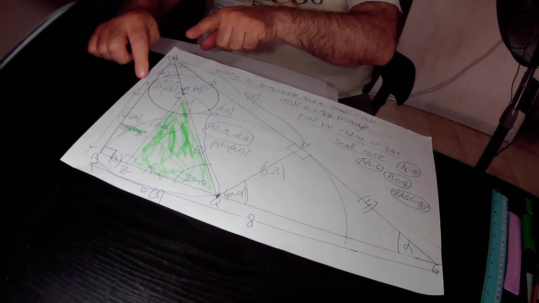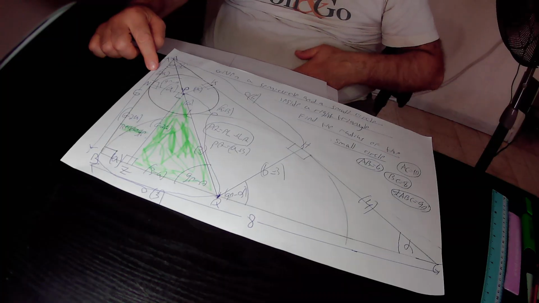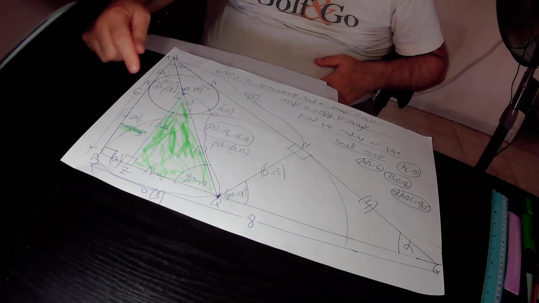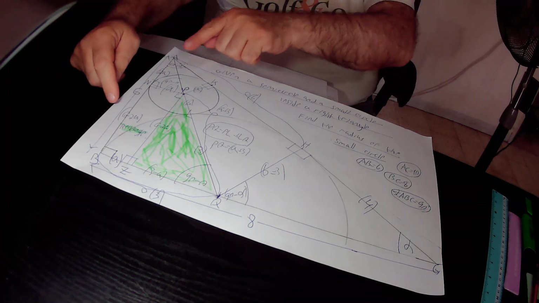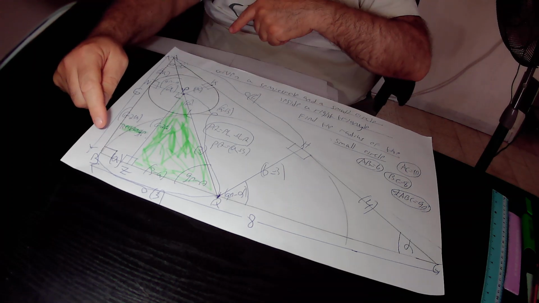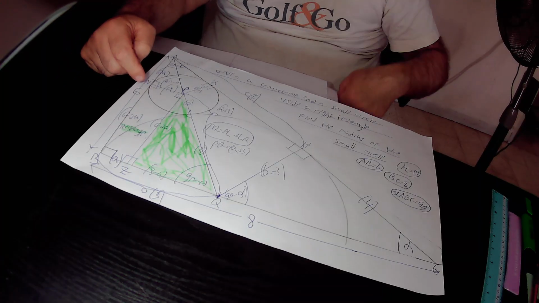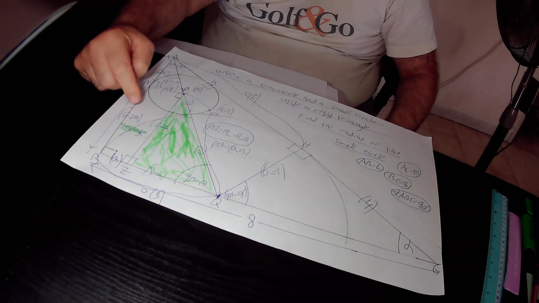This is the missing side AN. It is equal to 2a units in its length. So AN equals 2a, AB equals 6, therefore this missing side NB must be equal to AB, that is 6, minus AN, that is 2a. So in total NB equals 6 minus 2a.